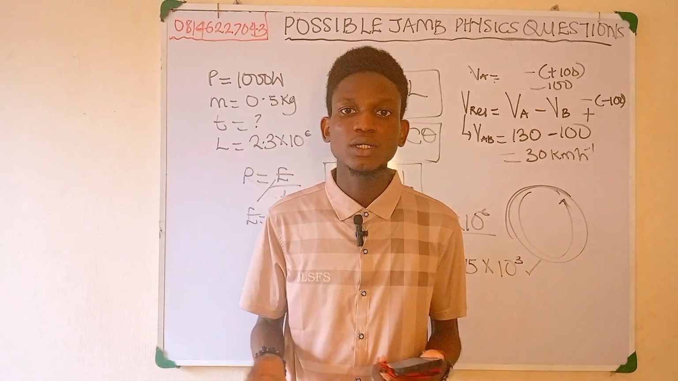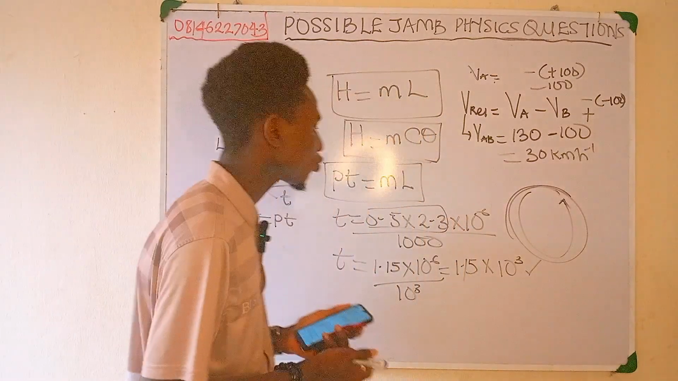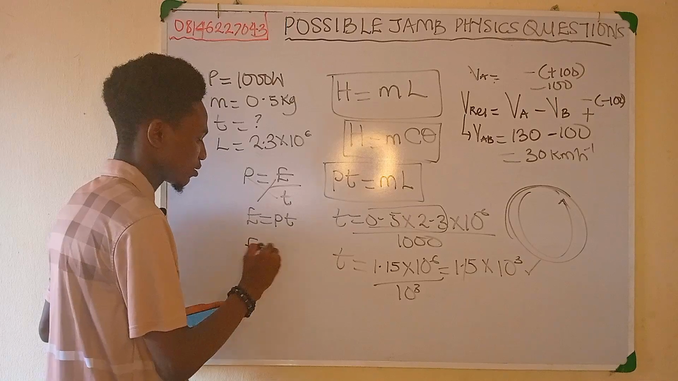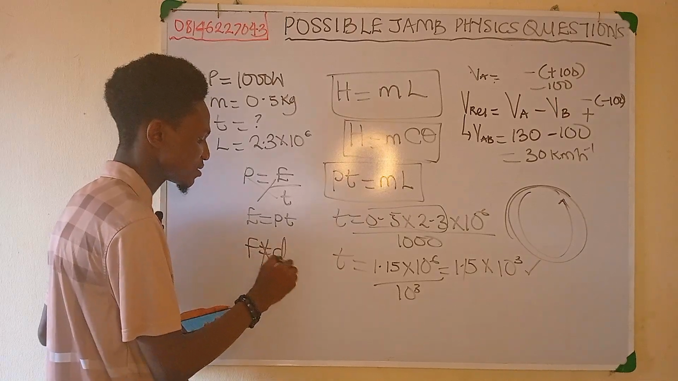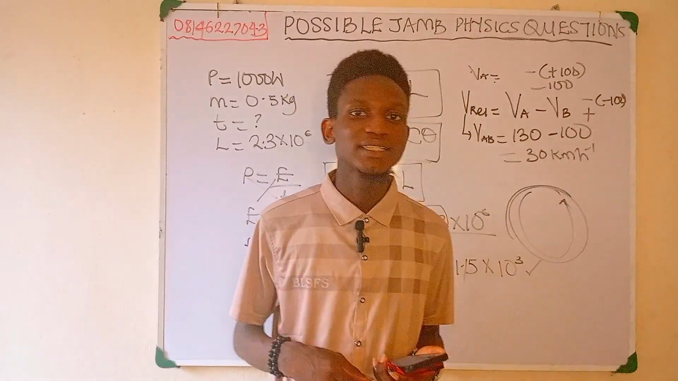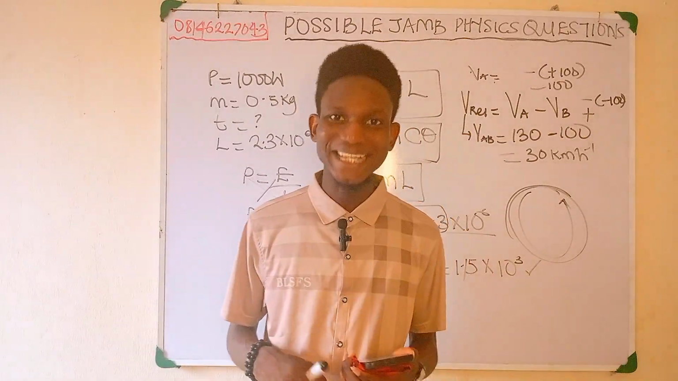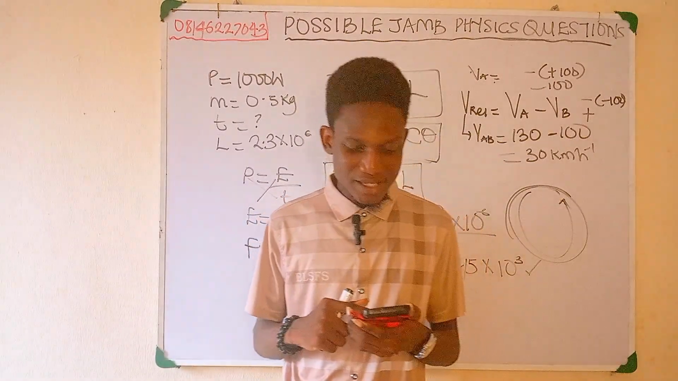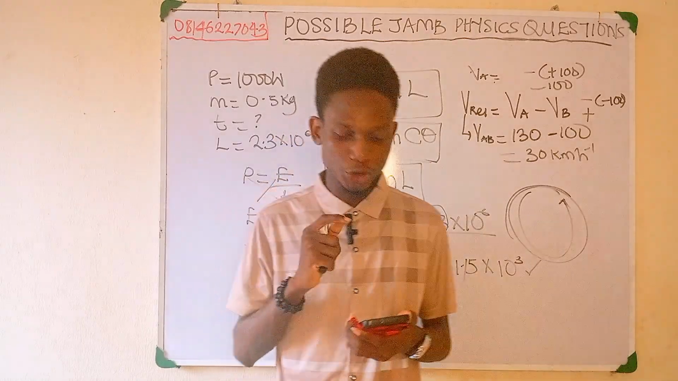So it means there's no work done. What is work? Work is force times distance, force times distance in the direction of the force. So if there is no distance, there is no force. Please take note. Now it means the work done is 0 joules.